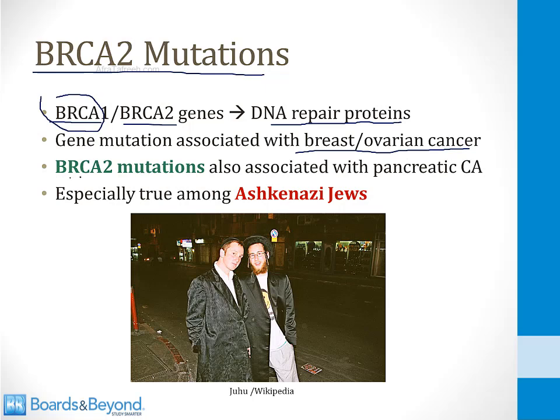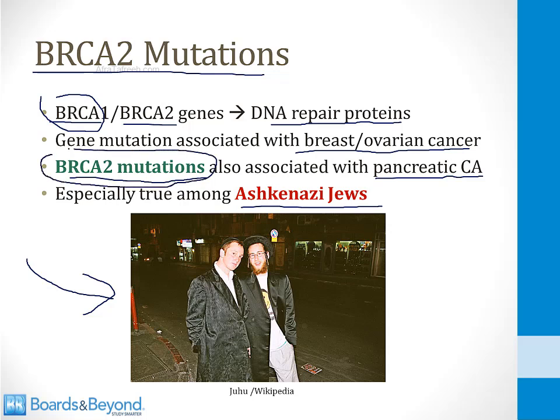Mutations in the BRCA2 gene, however, are also associated with pancreatic cancer, and this association is particularly strong among people of Ashkenazi Jewish descent. This is a picture of 2 Jewish men on the screen here to remind you of this association. There are some advocates who say when any person of Ashkenazi Jewish descent is diagnosed with pancreatic cancer, that family should be screened for BRCA2 mutations because they are so common among that population.